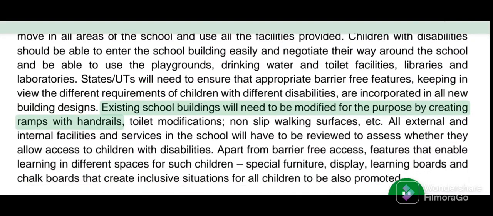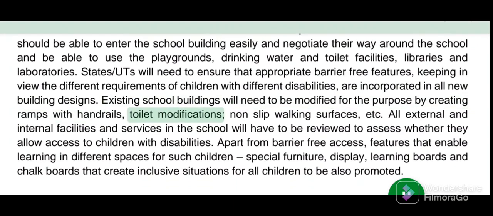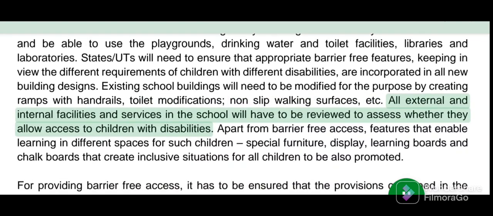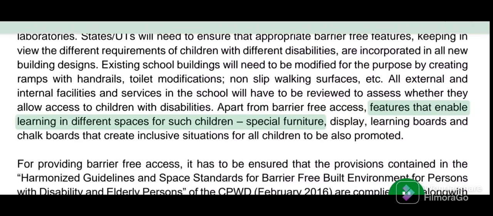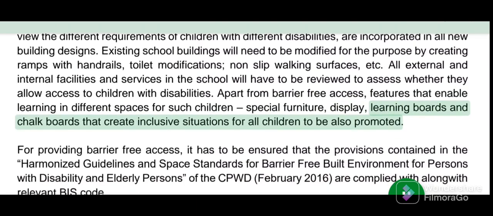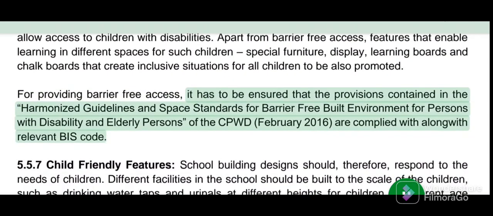Existing school buildings will need to be modified for the purpose by creating ramps with handrails, toilet modifications, non-slip walking surfaces, etc. All external and internal facilities and services in the school will have to be reviewed to assess whether they allow access to children with disabilities. Apart from barrier-free access, features that enable learning in different spaces for such children, special furniture, display, learning boards and chalkboards that create inclusive situations for all children are also to be promoted. For providing barrier-free access, it has to be ensured that the provisions contained in the Harmonized Guidelines and Space Standards for Barrier-Free Built Environment for Persons with Disability and Elderly Persons of the CPWD February 2016 are complied with along with relevant BIS code.